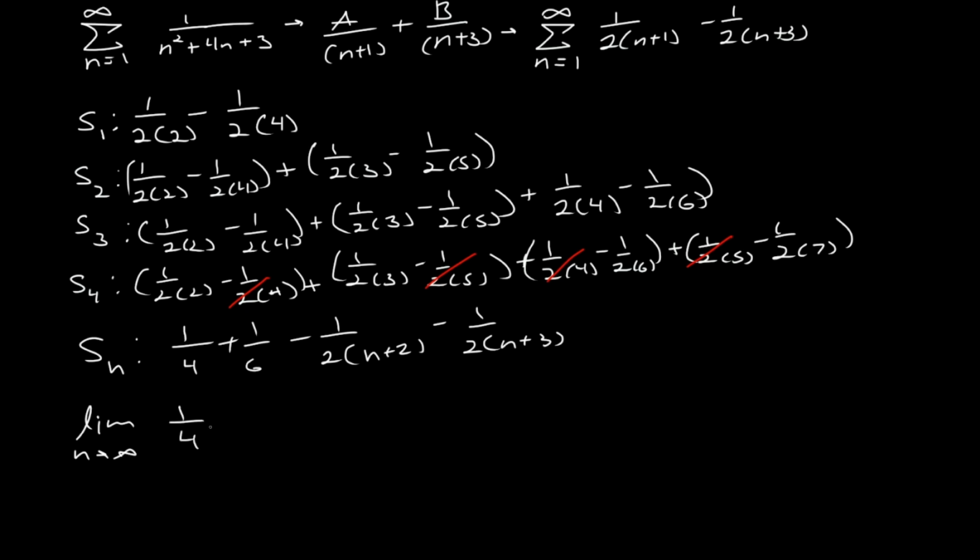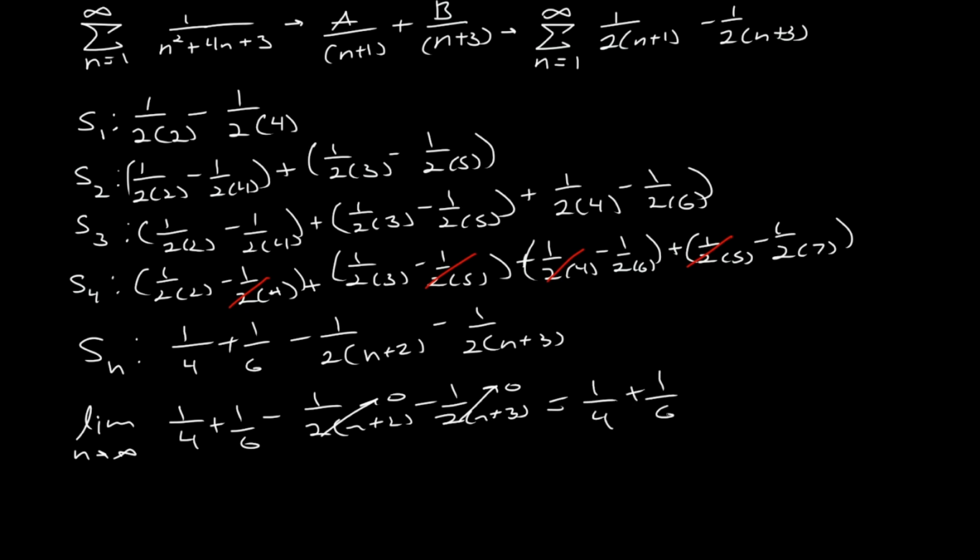and we can get 1/4 plus 1/6. We can simplify this so we can add them. We can get a 3 divided by 12 plus a 2 divided by 12. So we can get a 5 divided by 12. And that is the sum of this series.